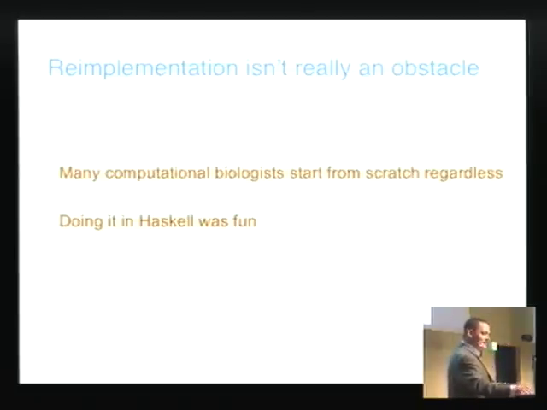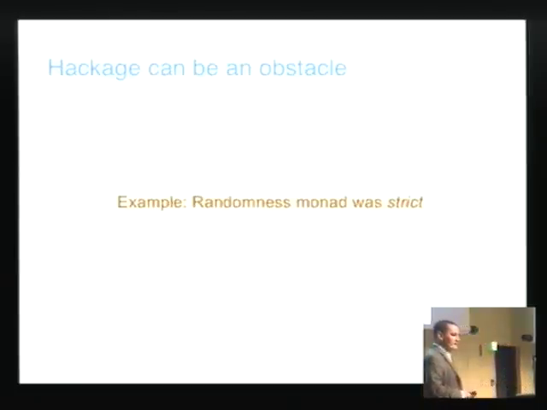The second obstacle is sometimes Hackage. Now, I mentioned Luke Palmer's data.no combinators was excellent, but not everything in Hackage is good. Our first implementation used a randomness monad. It turned out the randomness monad was strict, and this resulted in hanging the machine.